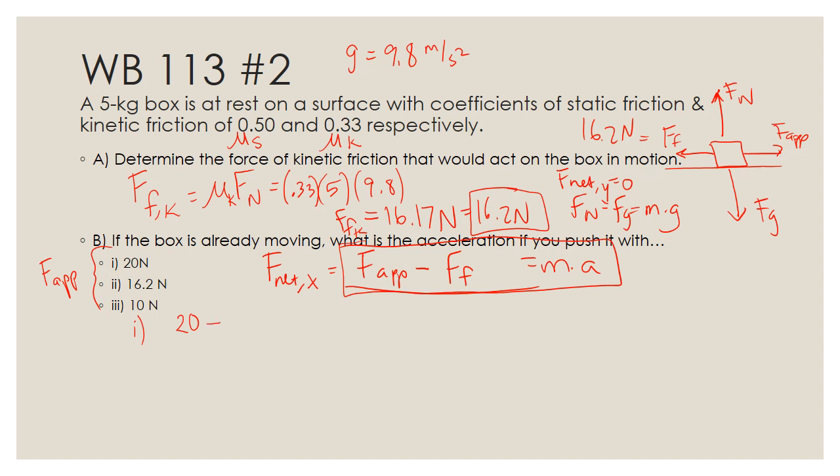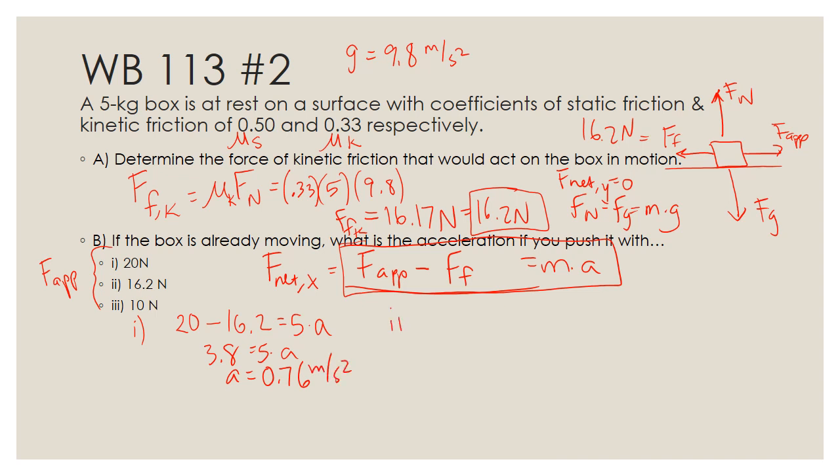And my force of friction is always going to be that 16.2. Net force equals MA, and my mass is 5 times the acceleration. So 20 minus 16.2 is 3.8 equals 5 times A. Divide that out, and I get an acceleration of 0.76 for that first scenario.